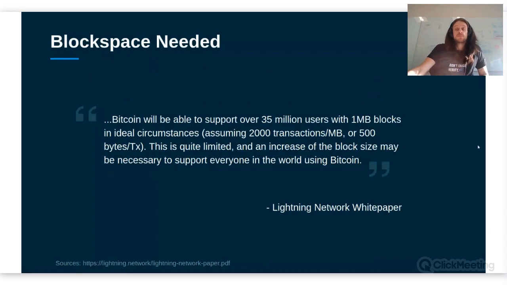For the original Lightning Network white paper, this is back in, I think, 2015 or so, it states that Bitcoin will be able to support about 35 million users at current block size, assuming certain transaction sizes and so on. They're saying that we would still need an increase in the block size to support everyone. So we're going to take a look at that in a bit.